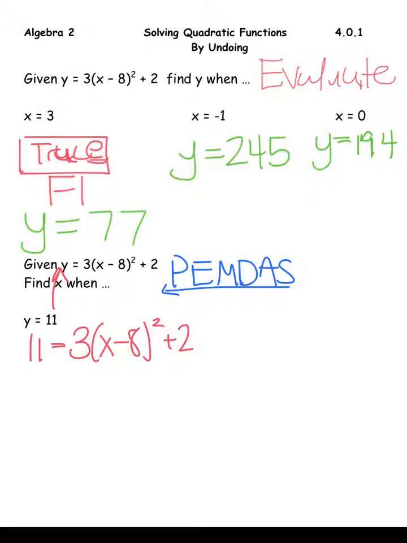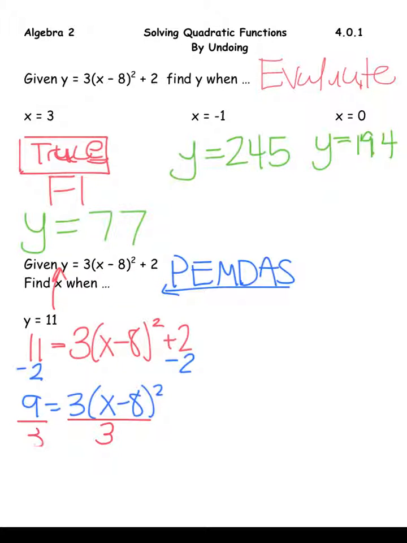So first we'll undo adding or subtracting. So this 2 over here, we're going to subtract. So we'll have 9 equals 3 times (x minus 8) squared. Next we get to the multiply or divide part. And hey, here's a multiplied by 3. So undoing, we're going to divide by 3. Remember, what you do to one side, you do to both sides. So we're down to 3 equals (x minus 8) squared.